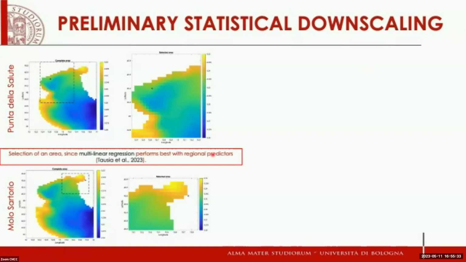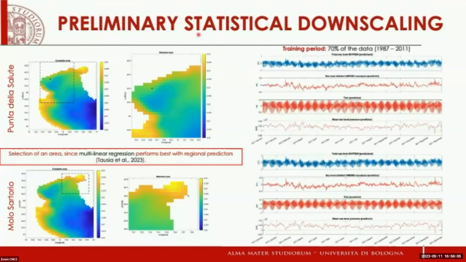So on the left side we have the complete area, as I said, and we have these reference points of Punta de la Salute and Trieste, and we're considering this area to select the predictors because we found this work of Tausia et al. of this year, 2023, which says that, since we are using multilinear regressions, if we choose an area for the predictors, the multilinear regression performs best with regional predictors. So for a training period for the statistical downscaling, the linear regressions, we're using 70% of the data.